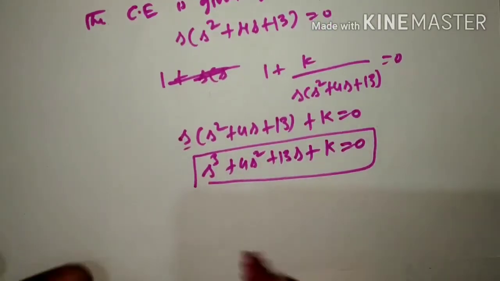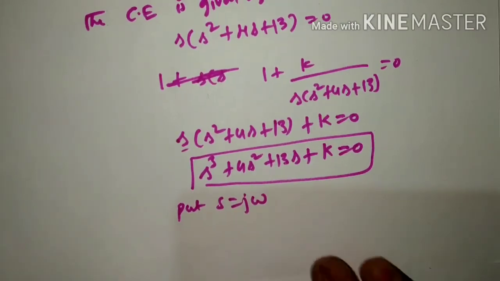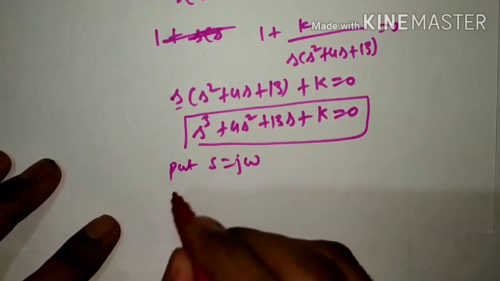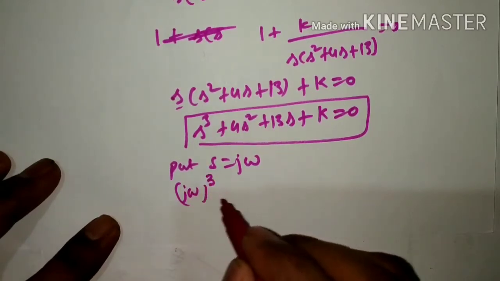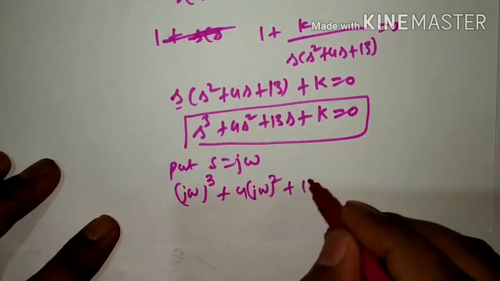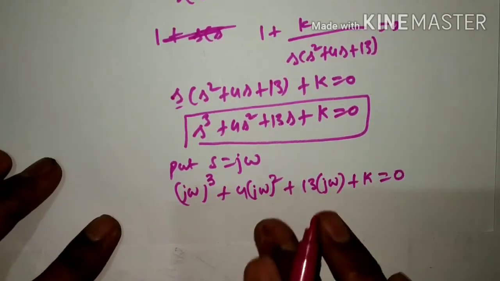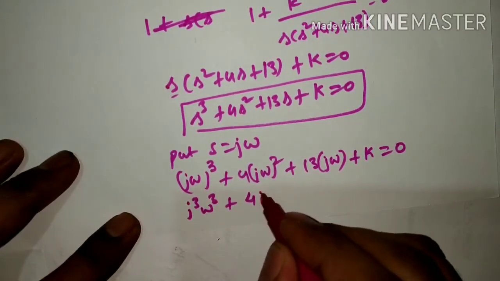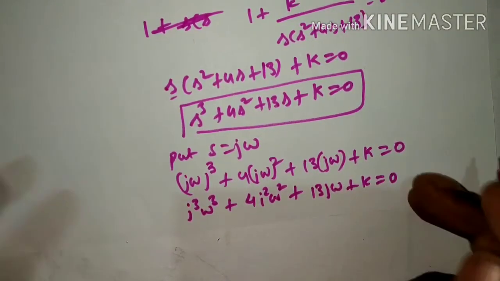So what you have to do is put s equal to j omega, then we can easily find the omega value and k value. If we substitute s equal to j omega in this equation, what happens? j omega cube plus 4 j omega square plus 13 j omega plus k is equal to 0. So you can write j cubed omega cube plus 4 j square omega square plus 13 j omega plus k is equal to 0.